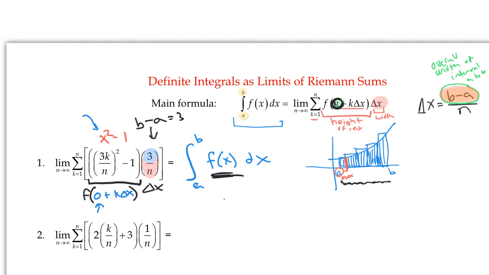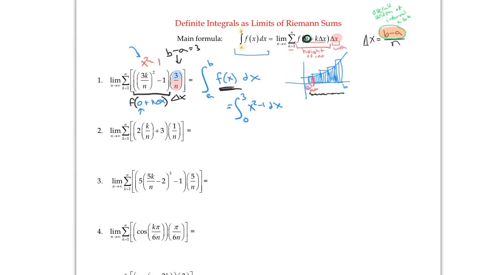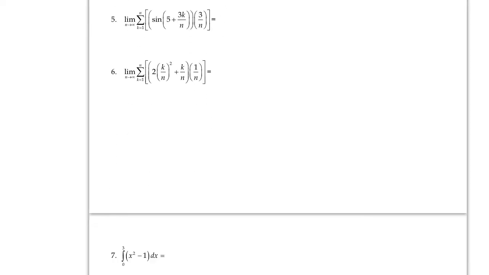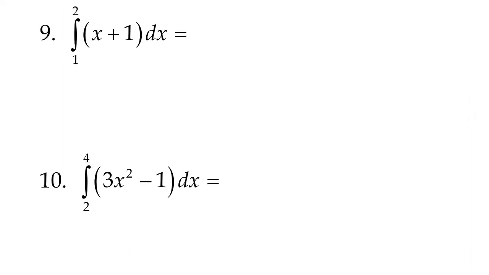So I'm going to then take this as the integral from 0, and I know my width is 3, so 0 to 3, of the function that I found, x squared minus 1 dx. And that is your answer to number 1. I also want to do one where we're going the other direction. So let's look at number 10.